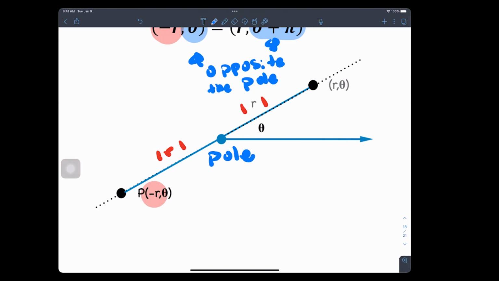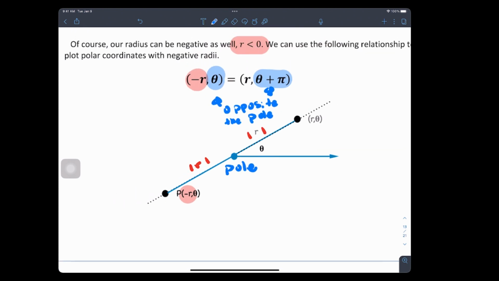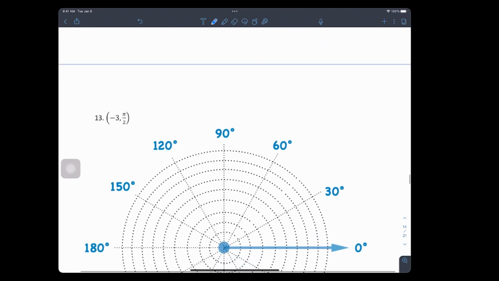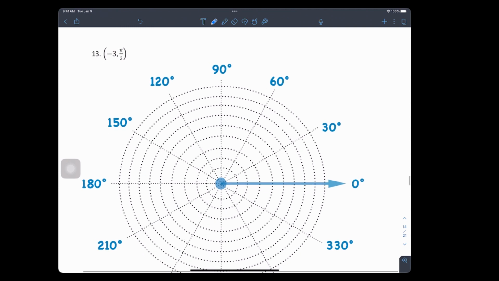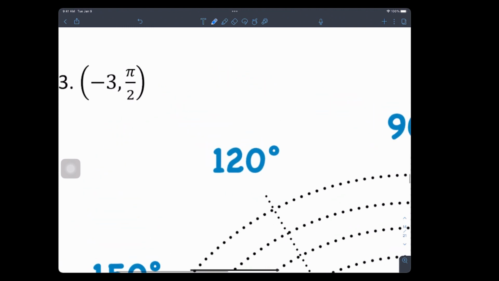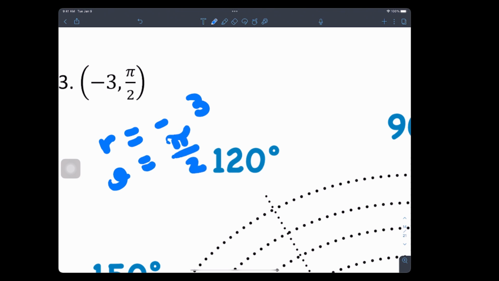There's your pole. So we're going to start to plot negative radius. It's very simple, but let me go through how you do that, okay? So here's the deal. You can see in this example, the radius is negative what? 3. And your angle is pi over 2.